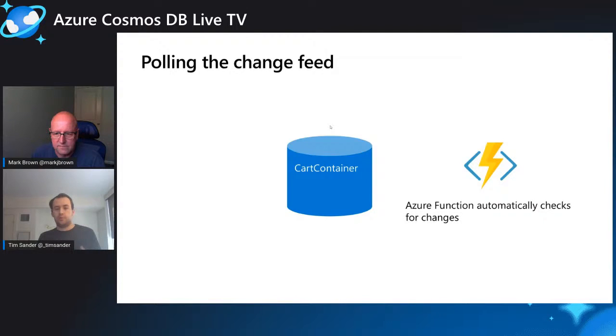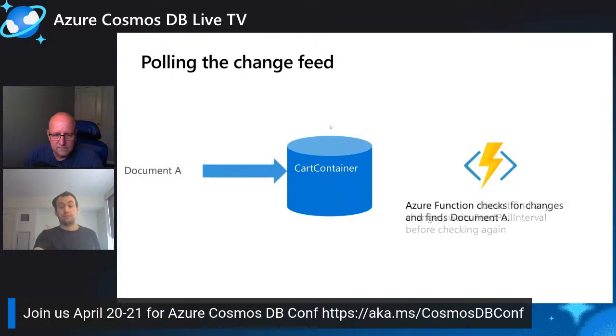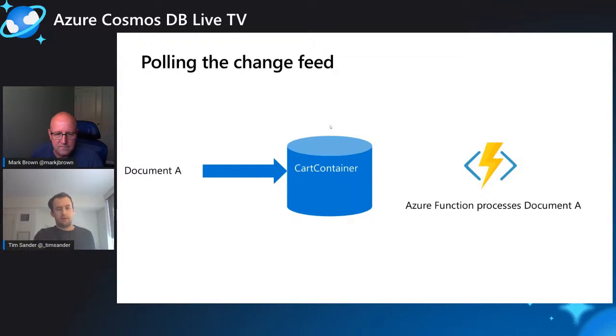So Azure Functions will automatically check for changes. And if we find a change, we'll return that. But if we don't find any changes, we'll wait a specified feed poll interval before checking for changes again. And let's say we check and we find document A. We'll go and process that. But immediately after we get document A, we'll check again for changes without delay, and we'll find document B. We'll go and process document B.